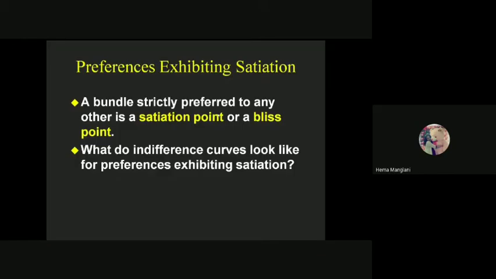Then preferences which are exhibiting satiation. A bundle strictly preferred to any other is a satiation point or a bliss point. So we already have seen the bliss point in the last class. So what do indifference curves look like for preferences exhibiting satiation? So this would be like this.